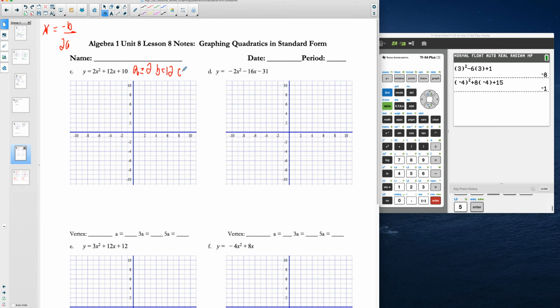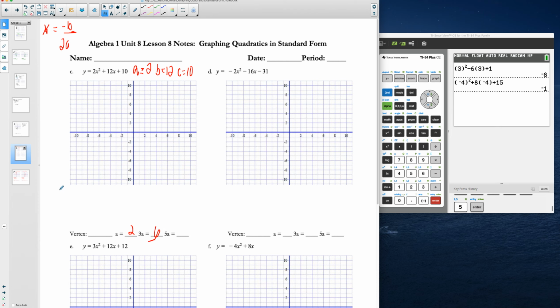And C is 10. All right, so then, like I said, I'm coming down around here. I know A is 2. That means 3A is 6. Don't think we'll need 5A, so I'm not going to worry about that one right now. All right, so let's go to finding our vertex.